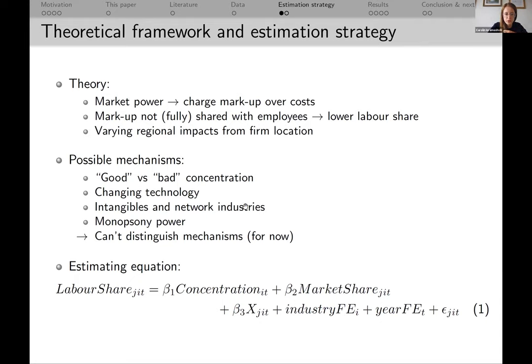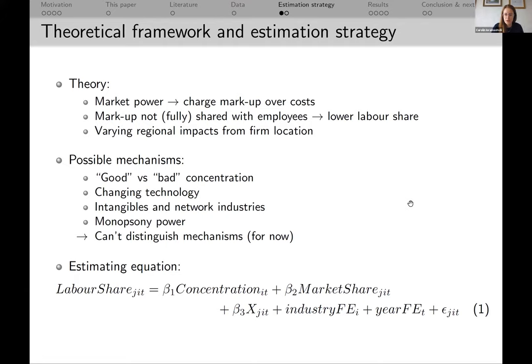So the good or bad concentration, this is a term that I'm taking from Philippon and Covarrubias. So that concentration can be good if the most productive and the best firm grows and dominates an industry. That's good for consumers. That's good for everybody. And bad concentration, we might think about more as behavior that results in dominance, for example, by stifling competitors in some way or another, by erecting barriers to entry, through mergers that result in market dominance, but don't necessarily increase productivity. There could be changing technology that results in sort of natural monopoly positions.